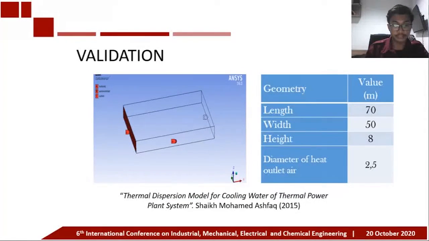Now is the validation. Validation is done to determine the boundary condition that will be used in the modeling. Validation simulation was carried out based on the previous research on thermal dispersion carried out by Sheikh Muhammad Asfaq in 2015. The geometry of the journal is a 3D model with dimensions: length is 70, width is 50, height is 8, and the diameter of the head outlet is 2.5.